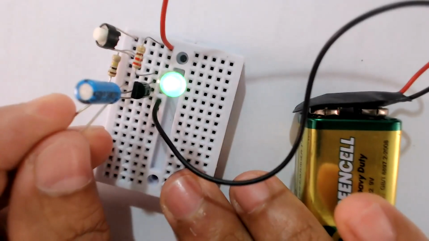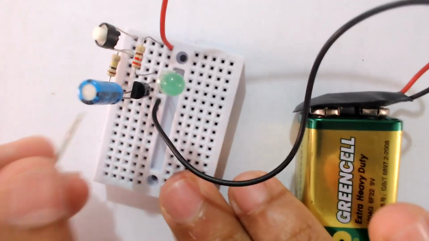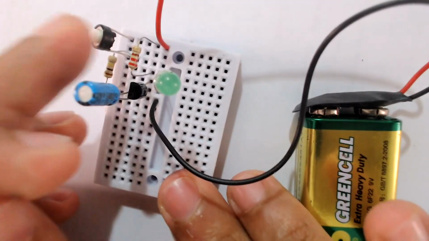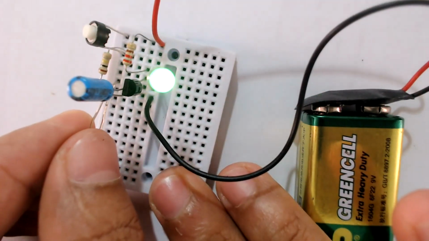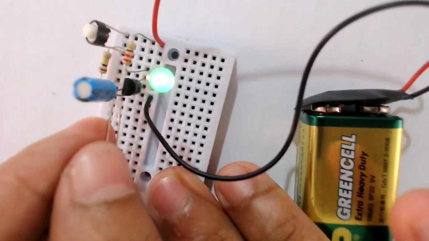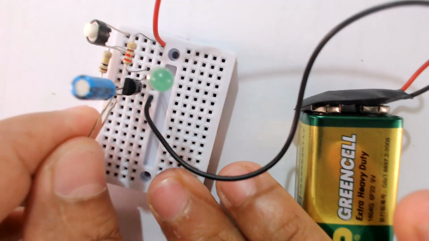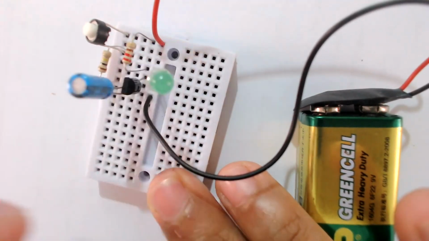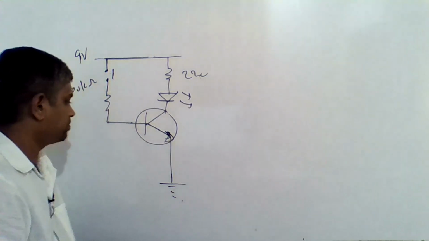So I just short circuit the two terminals of the capacitor. When I short circuit, the capacitor is suddenly discharged, and then this LED turns off completely. So what I did was I took a capacitor.